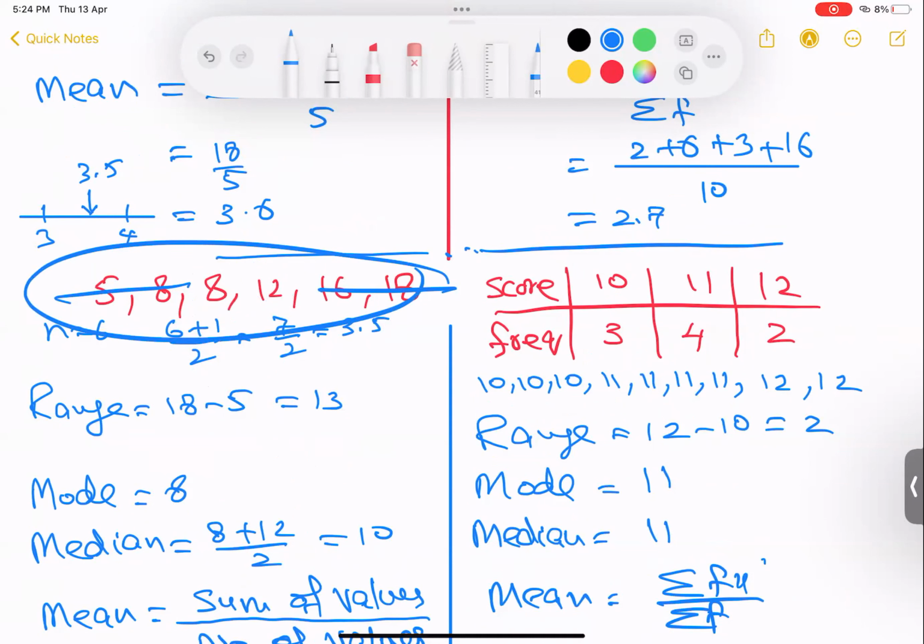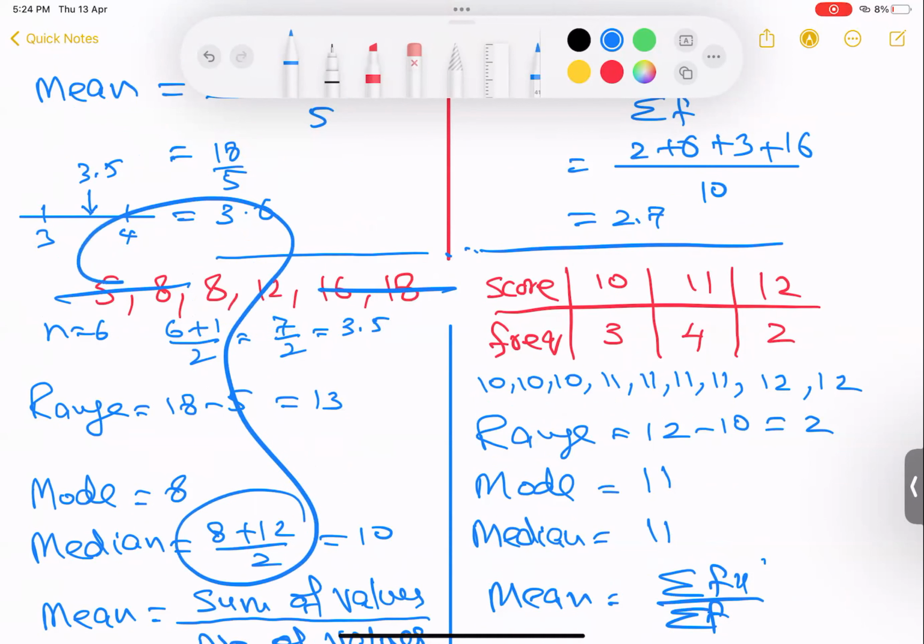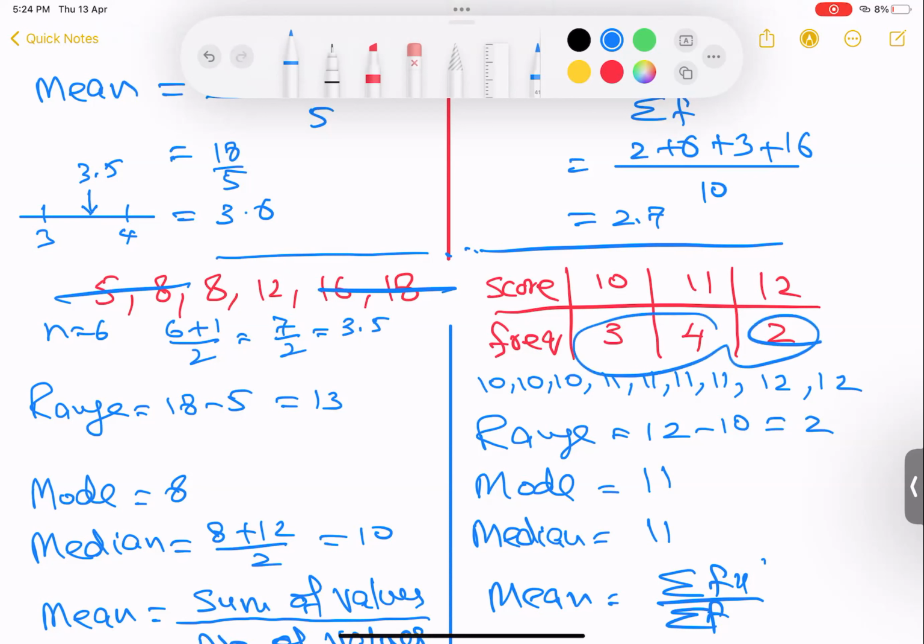This is done manually, and now I'm doing it with a formula, and I believe you got the idea. But wait a minute, don't worry. I'm going to do the same job here. Let's start. So what is the value of n? 3 plus 4, 7 plus 2, 9. So n is equal to 9. And the formula is (n plus 1) divided by 2. So 9 plus 1 divided by 2, I got 10 by 2, which is 5.